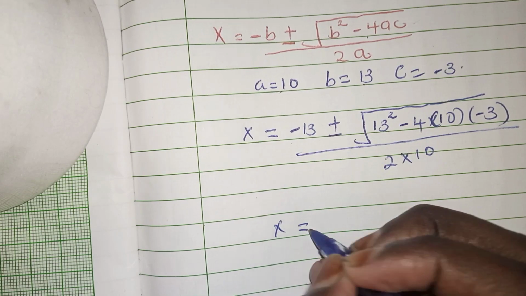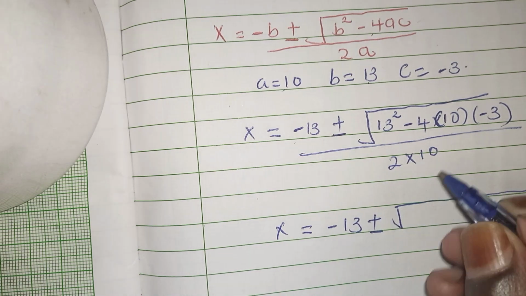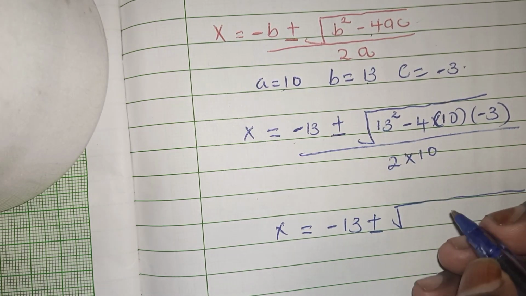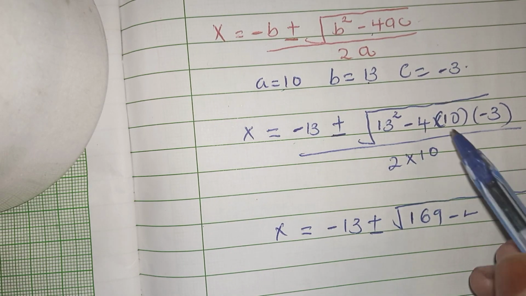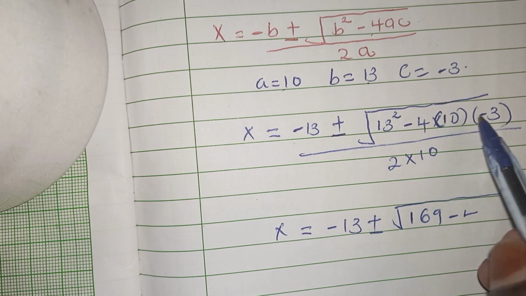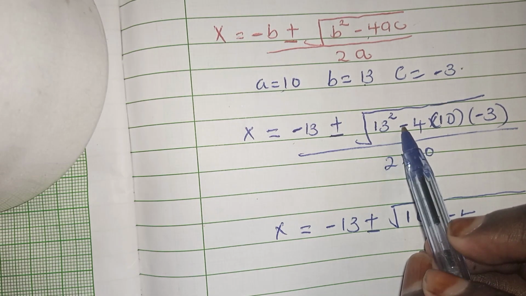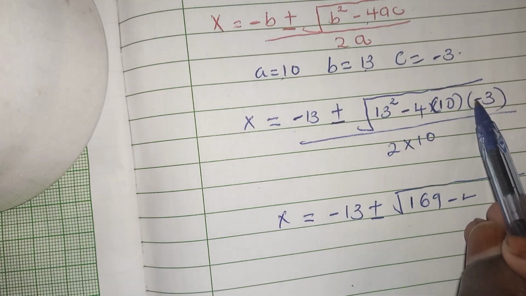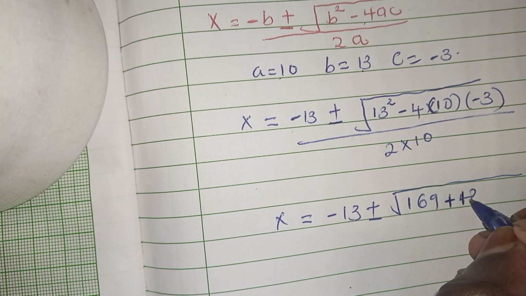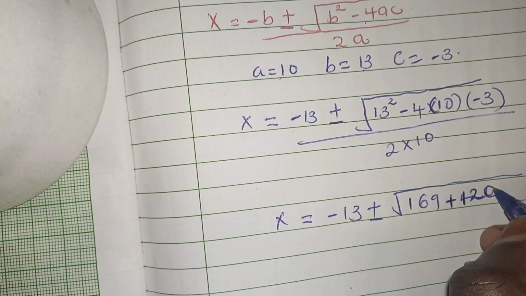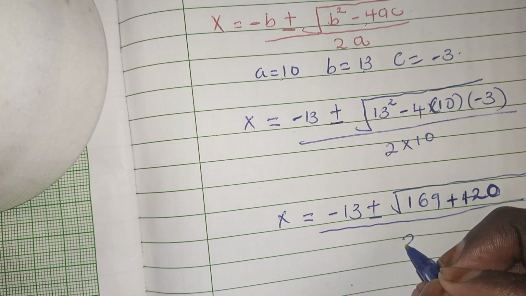So x is equal to negative 13 plus or minus. We want to solve what is in this square root. 13 squared is 169, minus 4. 4 times 10 is 40. 40 times negative 3 is negative 120. So this minus becomes positive. So this will be positive 120. Right? All this divided by 2 times 10, it's 20.